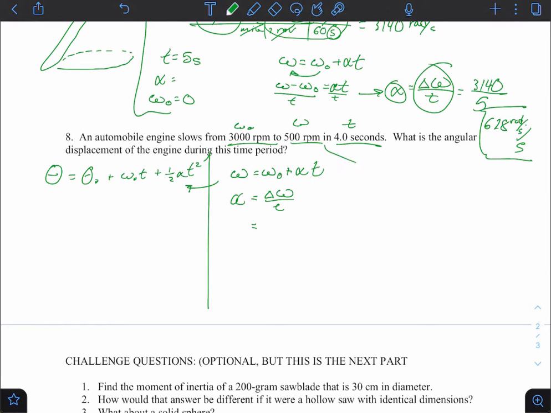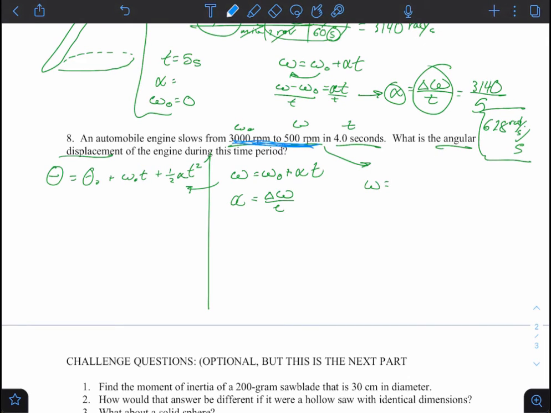Oh, they're all in RPM. But you know what? Let's go wild, 0.1047. Let's have some fun with this. So, which one's our final? This is our final, 500 RPM times 0.1047. So our final velocity should be 52.35. That's very fun. Radians per second. And let's do the same for the initial.